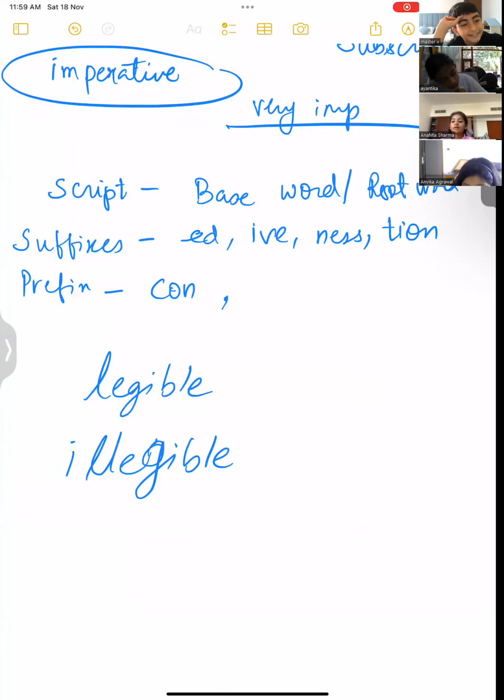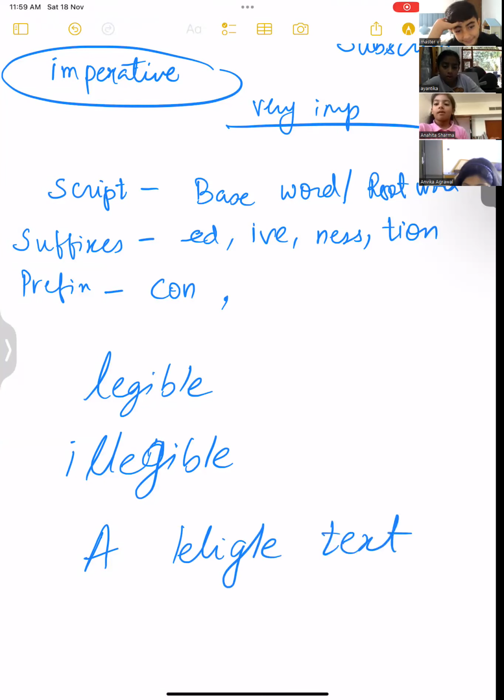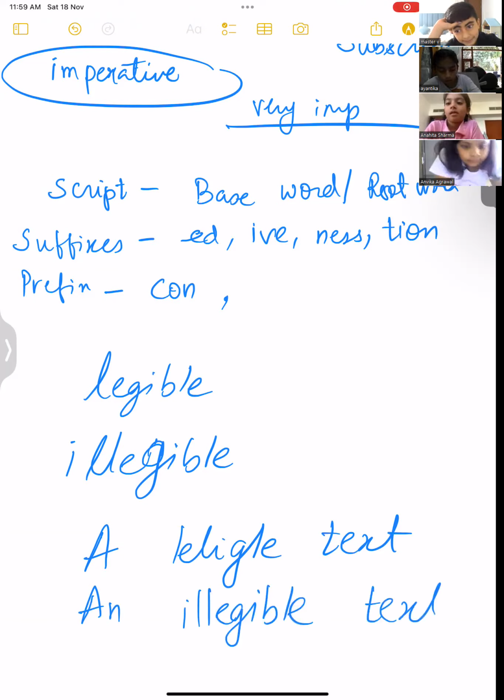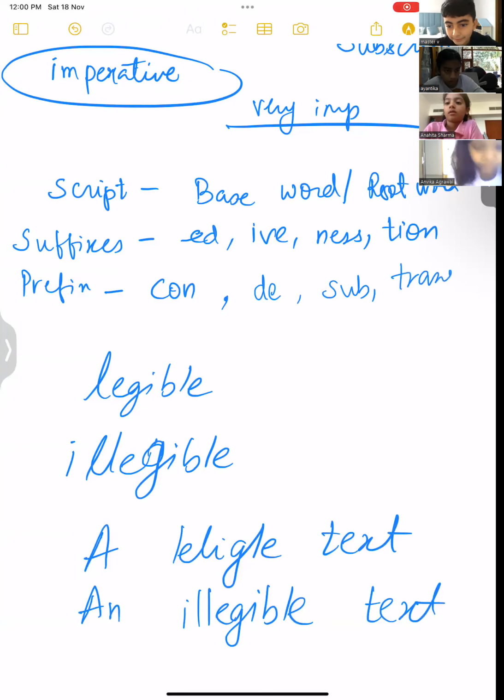Type in the chat box. How do you consider my handwriting? A legible text, and write the whole phrase, okay? Or an illegible text. Quickly in the chat box. Ma'am, I think it's both.